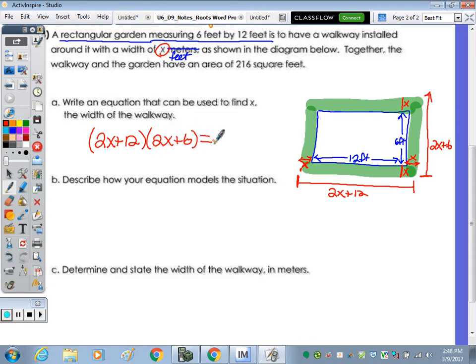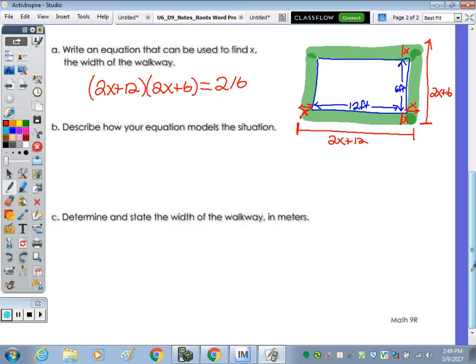And it said we have a total of the walkway and the garden, so altogether 216 square feet. We're going to work on B last, the description of how we came up with this. Right now we're going to do C, determine and state the width of the walkway in feet. The width of the walkway was X, so we have to find X. So we have 2X plus 12 times 2X plus 6.